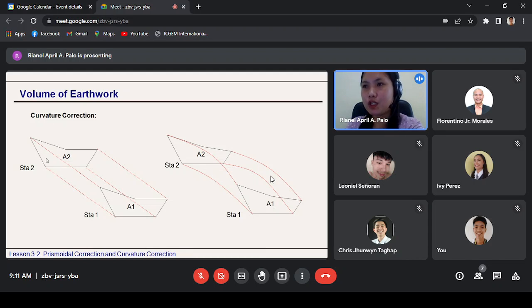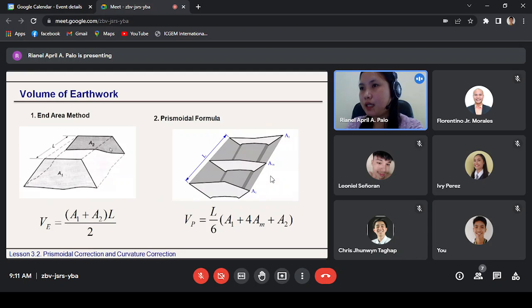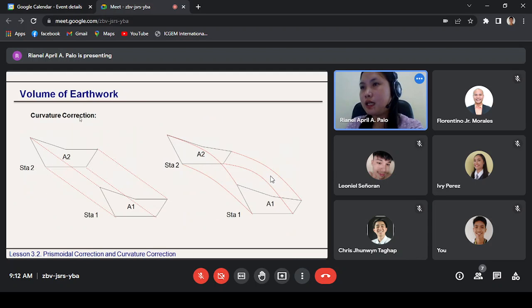So the curvature correction, as we figured in computing the end area method, and this end area model, we consider as a straight line the first station and the second station. Same with the prismoidal formula, the distance between two stations is a straight line. However, in reality, roads have curves. So in that case, if the distance between two stations is along the curve, then we need to apply curvature correction.